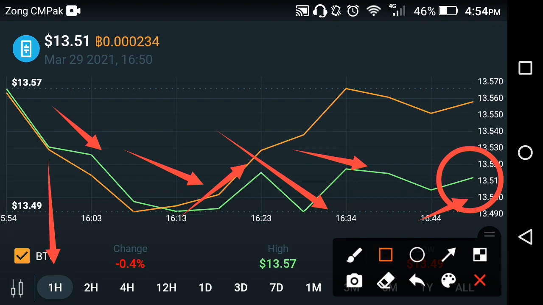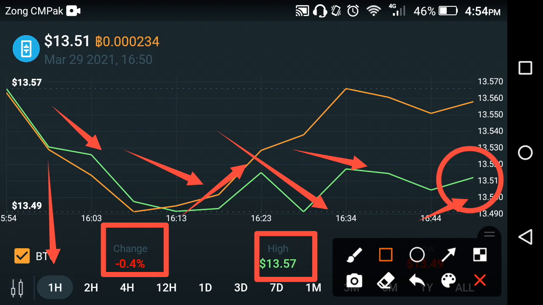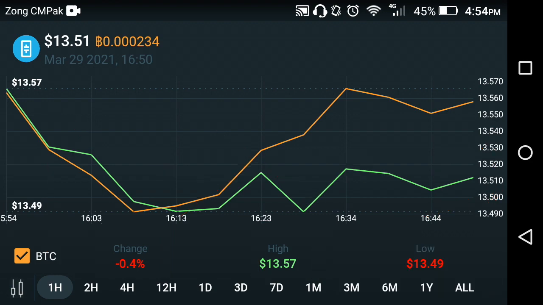If we look at the change of Theta Network, it is about negative 0.4% in the last 1 hour. If we look at the price of Theta Network, about $13.57 is the high price of Theta Network in the last 1 hour. Now let's see, that is the live price change that occurred in Theta Network.